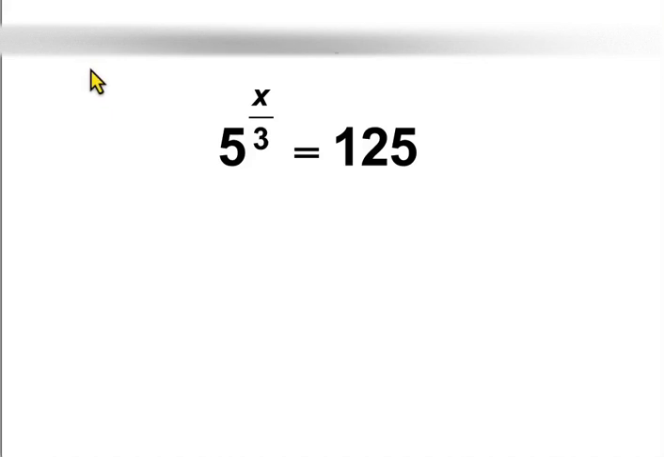Solve the exponential equation for x. In this equation, you can see an expression with x in the exponent of this term. In order to solve the equation, you need to remove x from the exponent and then solve for it.